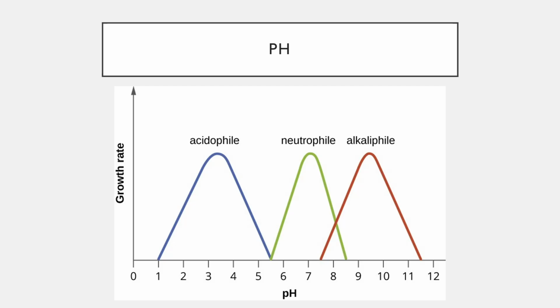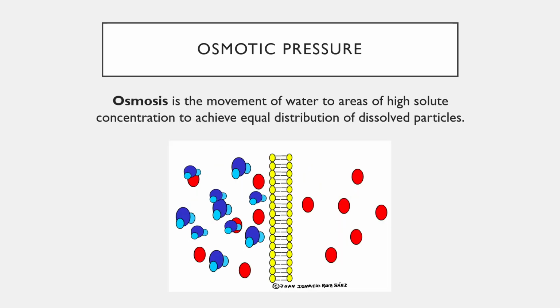Now, it's pretty easy to wrap our heads around temperature and pH as growth requirements for microbes. The third requirement pertains to osmotic pressure, which requires a little bit more elaboration to understand. Osmosis, you may remember from your prerequisite course, is the movement of water to areas of higher solute concentration, with the goal of achieving equal distribution of dissolved particles.